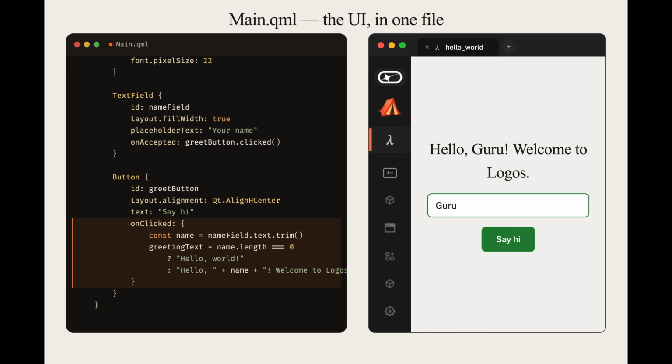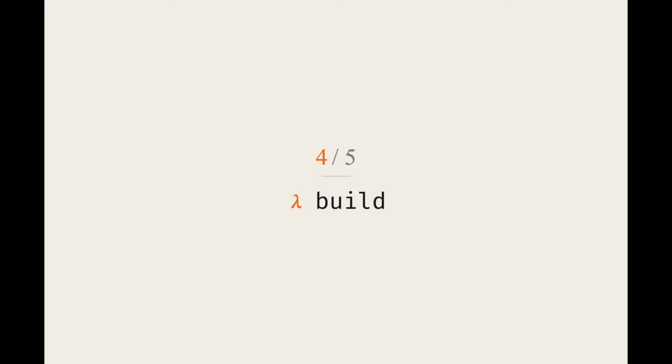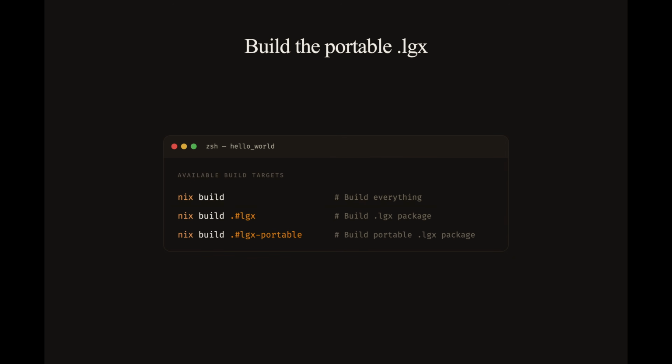Now that we have all the code done, let's proceed with the next step, which is to build the .lgx file. Nix is a prerequisite. The first command builds all the requirements. The third command generates a portable LGX file that can work on multiple platforms, which is now generated.